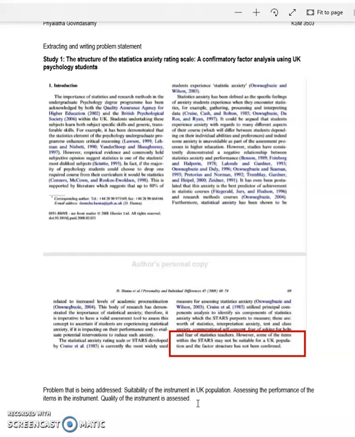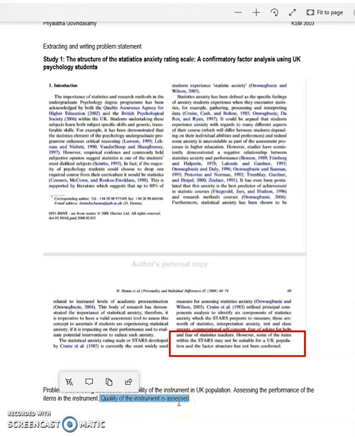So how do I get this idea from? I got this idea from the problem that has been addressed by the researcher here in the paper. If you notice the last sentence: however, some of the items within the STARS may not be suitable for the UK population and the factor structure has not been confirmed. This is the problem that the authors of study 1 have addressed, and the problem is actually leading to the quality of the instrument.